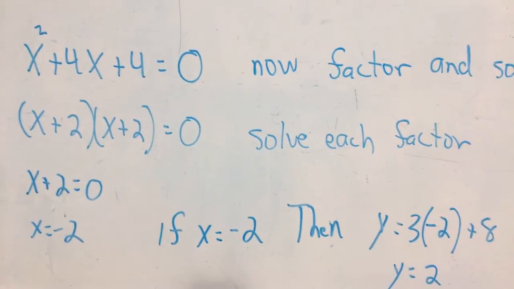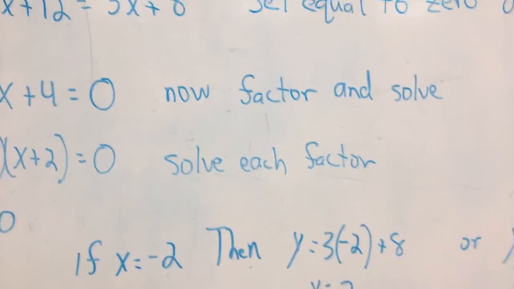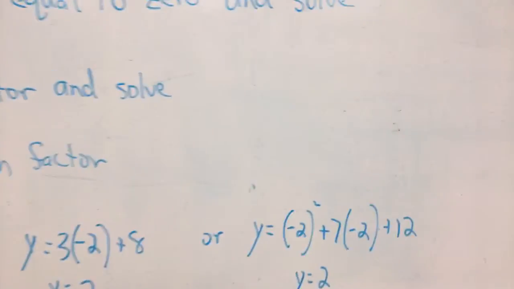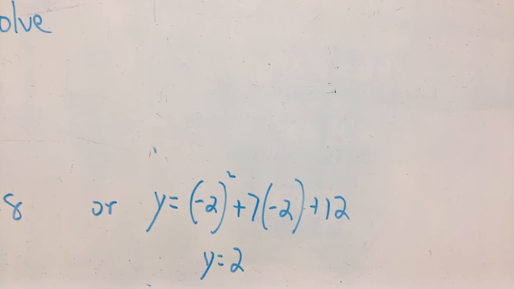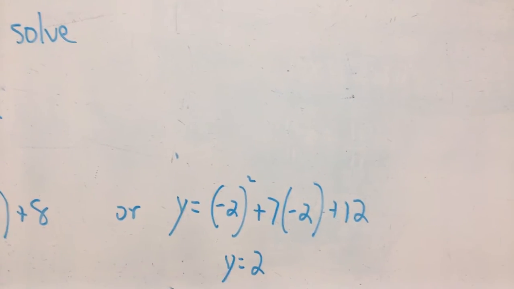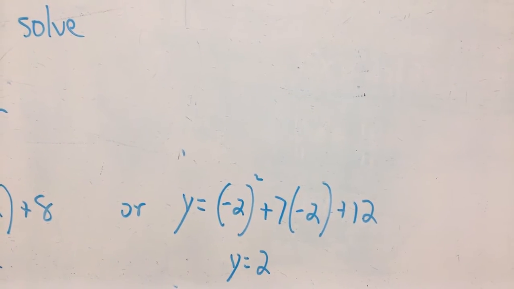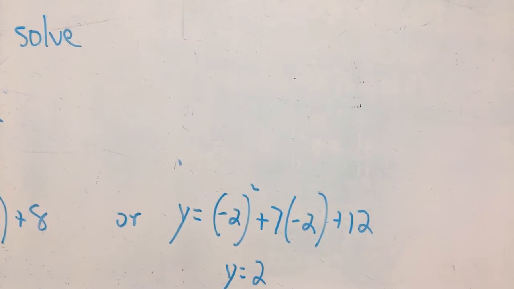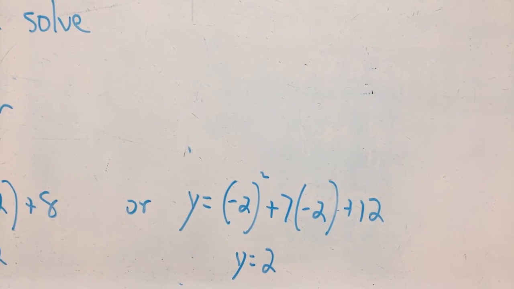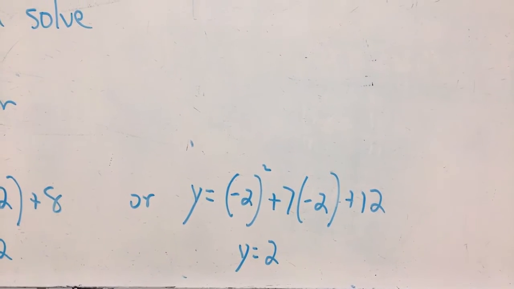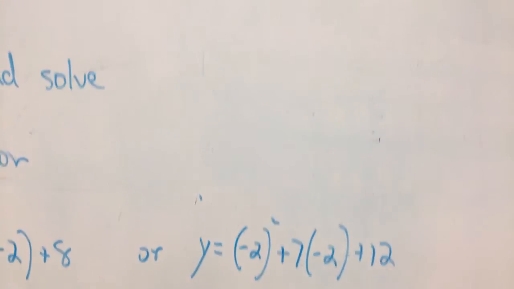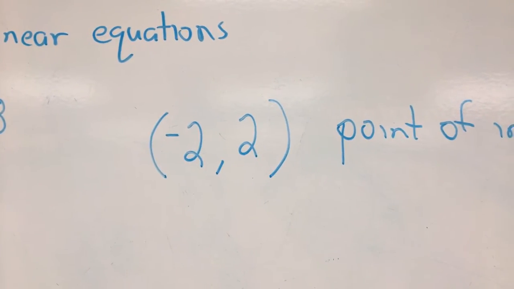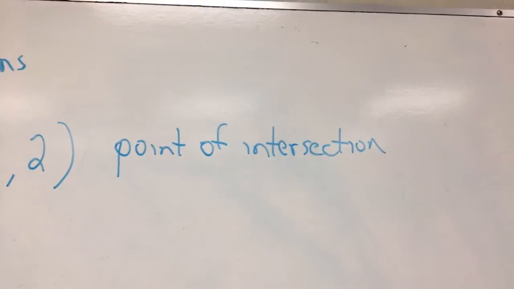All right, so if x is equal to negative 2, then 3 times negative 2 plus 8 is equal to 2. Negative 6 plus 8 is 2. Or you could have plugged it into the x squared plus 7x plus 12. Negative 2 squared is 4. 4 minus 14 plus 12, the same 2. Okay? All right, so negative 2, 2 is your one and only point of intersection.